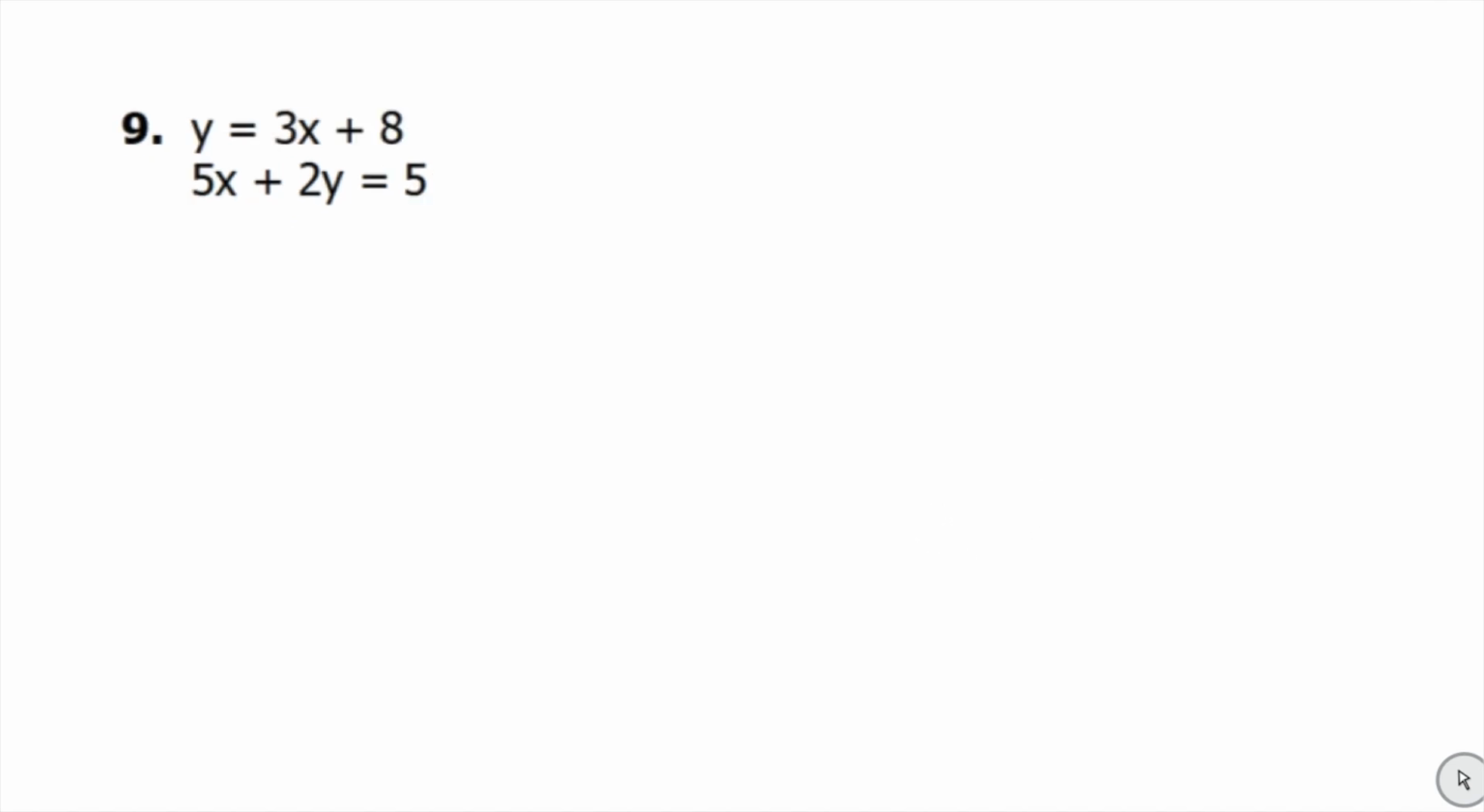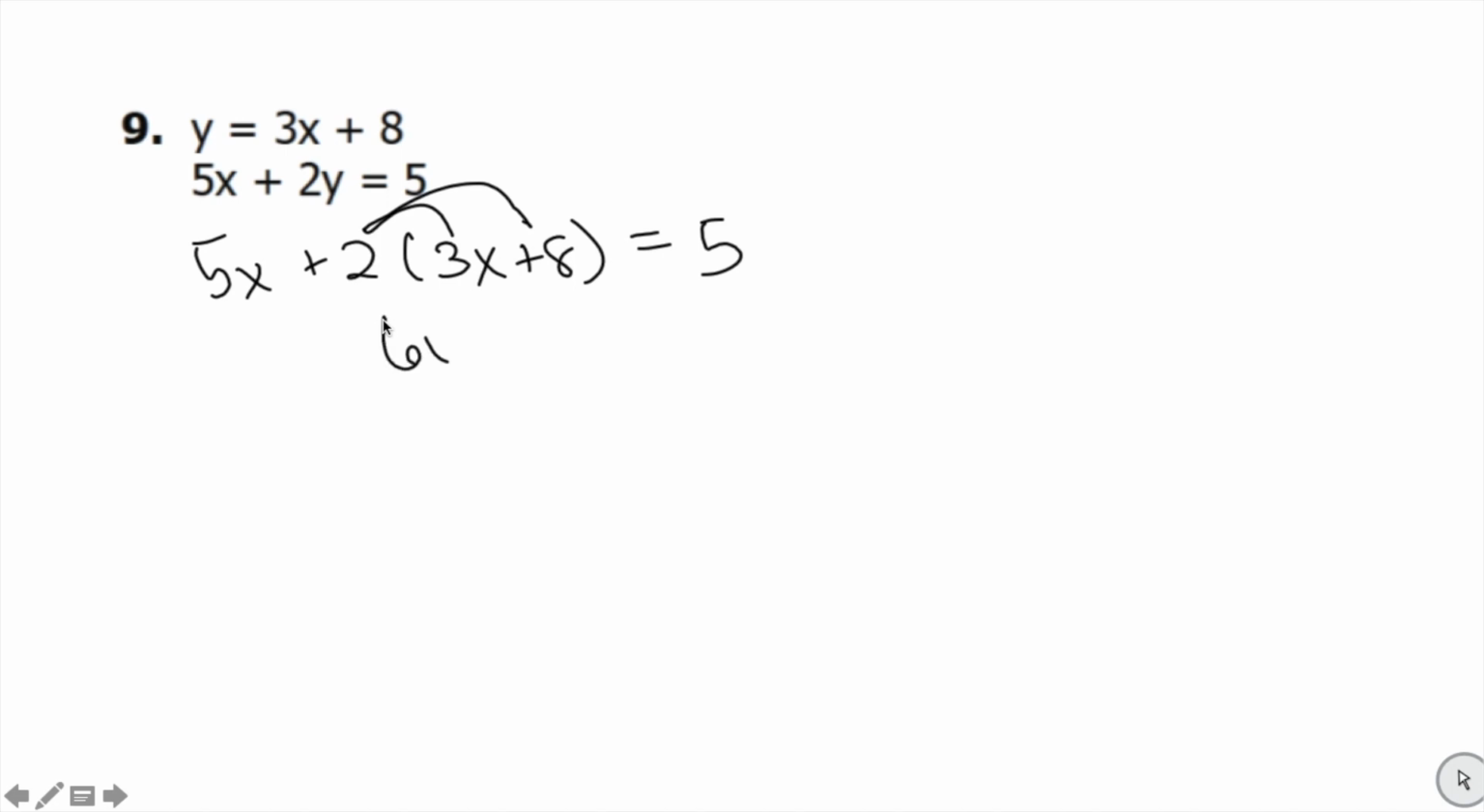Number 9. So y is already by itself, so I'm going to rewrite it and put it in here. So 5x plus 2 times 3x plus 8, because that's what y equals from this one. So then we distribute the 2 into everything, and you get 6x plus 16. Copy down what we haven't used yet.